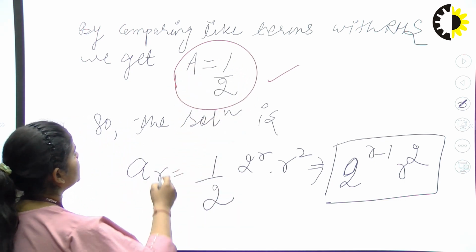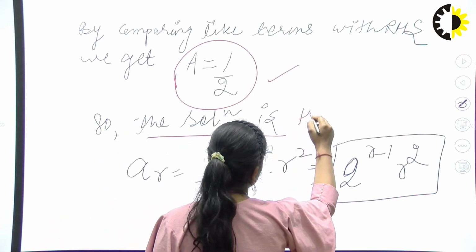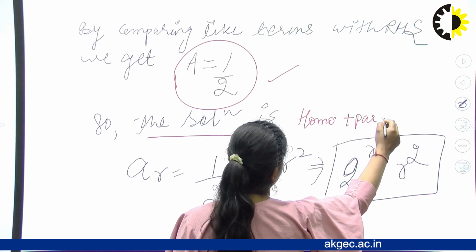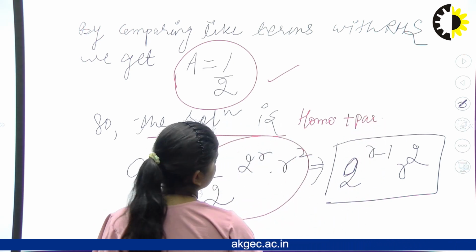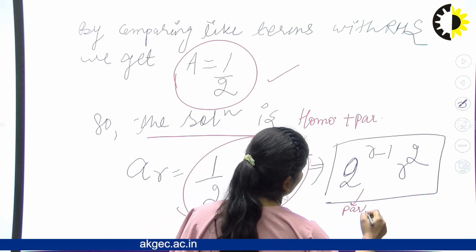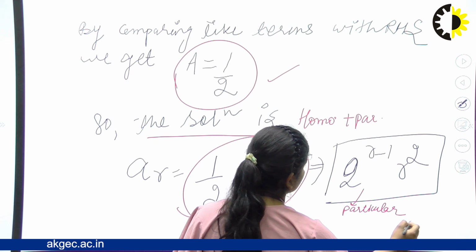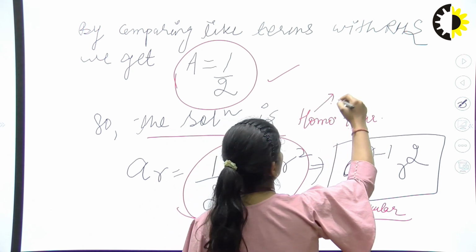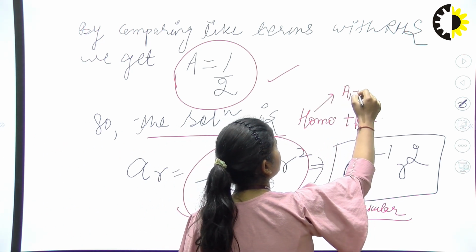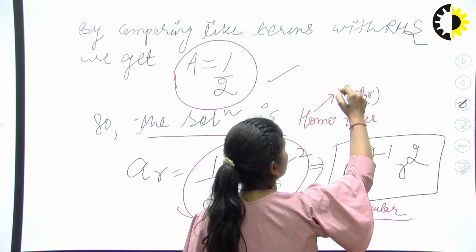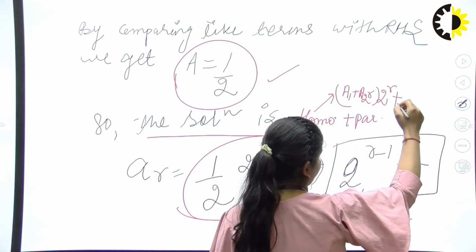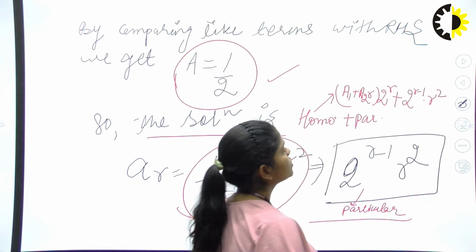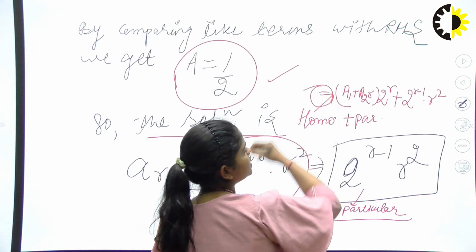So the solution will be homogeneous plus particular overall, right? But this is the particular solution required, by putting A equals half here. So the total solution will be the homogeneous part, A1 plus A2 r, times 2 to the power r, plus 2 to the power r minus 1 times r square, right? So this is the total solution of the non-homogeneous equation.